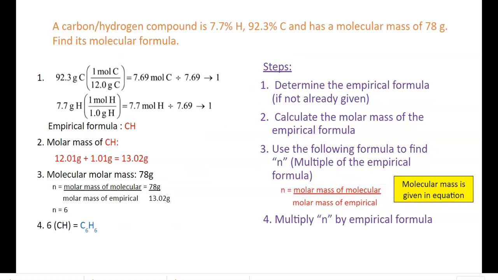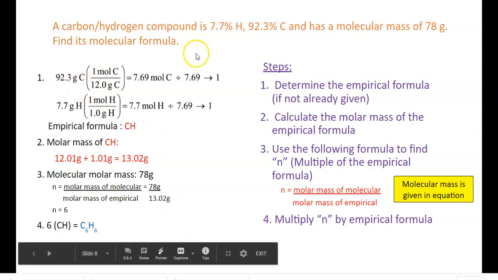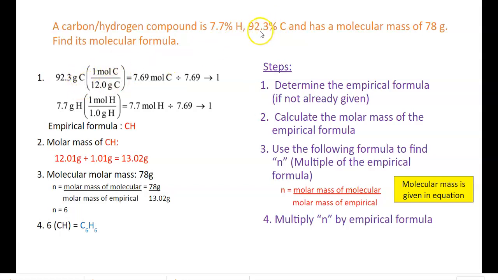So in this case, I'm given percentages, which means I need to solve for my empirical formula first, and then it gives me a molecular mass, so I need to find my molecular formula. So I'm going to do my empirical formula first. Okay. Again, I'm just going to change my percentages to grams. I'm going to use the molar mass of carbon, which is 12. And so again, to get rid of grams, it has to go on the bottom. Think about molar conversions. Remember, you can use your fraction table if you need to. Okay. And I get 7.69 moles.